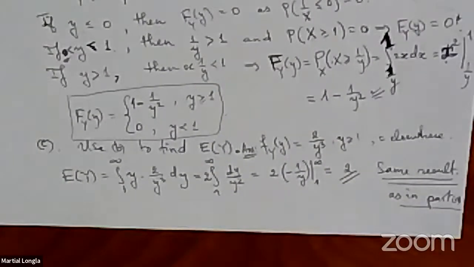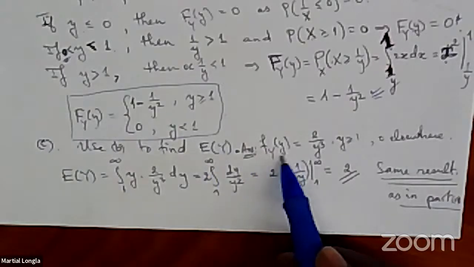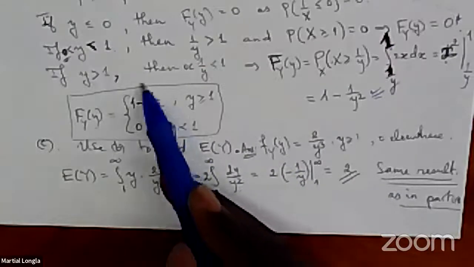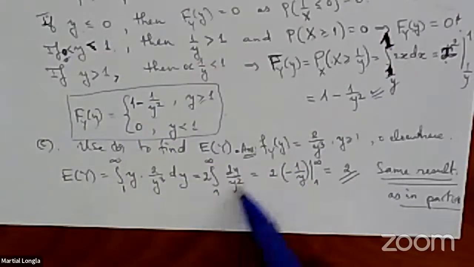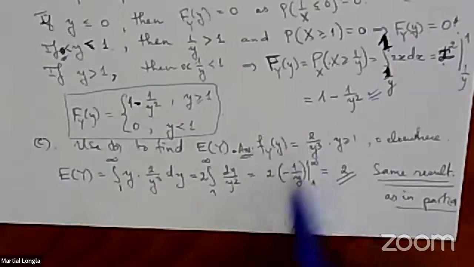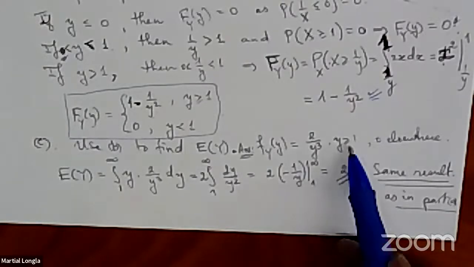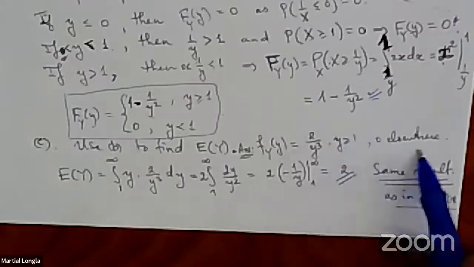Now, the last part of this question was to use that PDF or the CDF that we found to find the expected value of y. And so to do that, you find the PDF of y. How do you get the PDF? Take the derivative of the CDF with respect to y. When you take that derivative, you remember that it's 1 over y squared. So when you're taking the derivative, there's a minus that is coming, and there was another minus there. That's why it's plus 2 over y cubed. And then y has to be larger than 1, and 0 elsewhere.